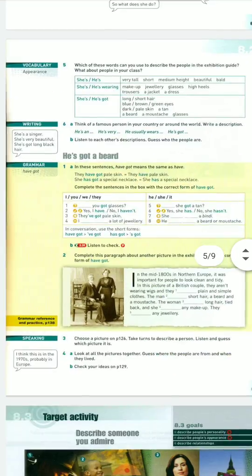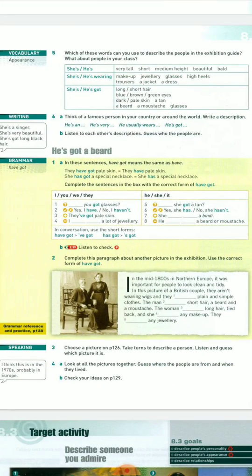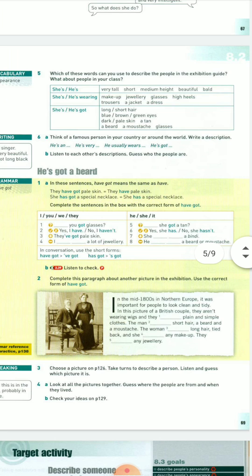A little bit about the vocabulary. I said that we were going to expand more the vocabulary for describing people. Look at the table. Which words could describe the 3 people in the exhibition guide on page 68?